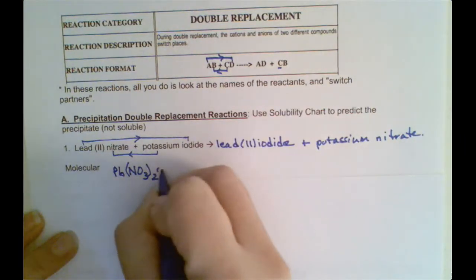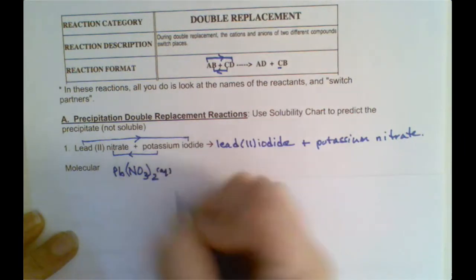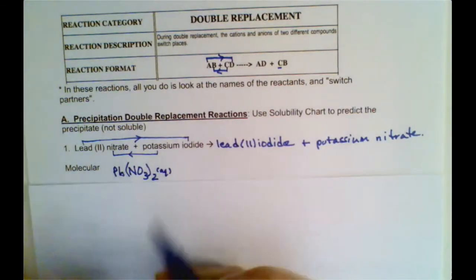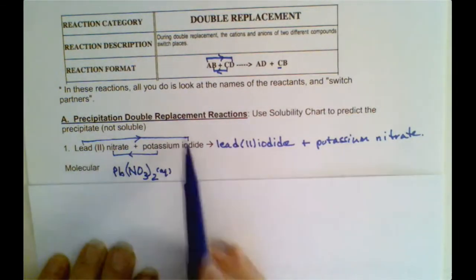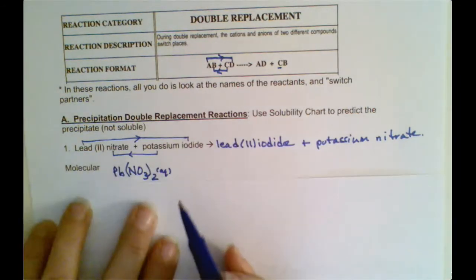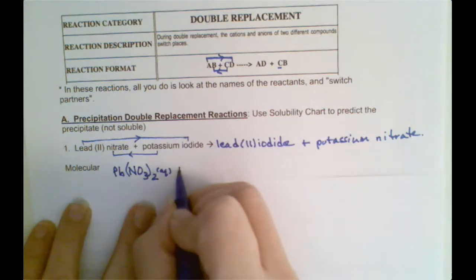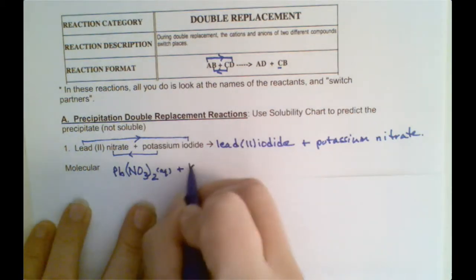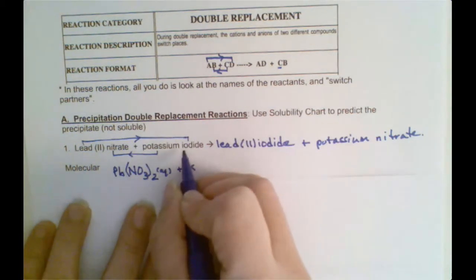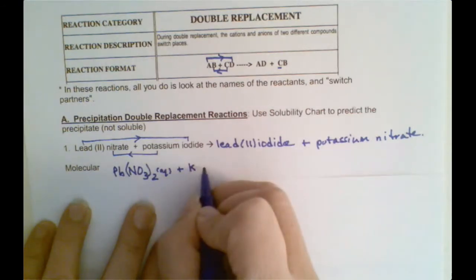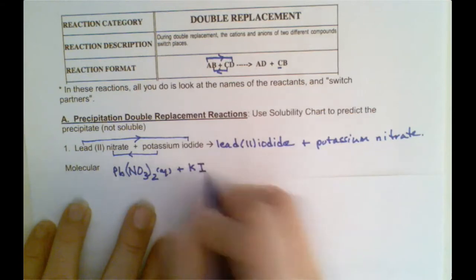I'm going to put a little AQ here, meaning that we're going to make it aqueous, dissolved in solution, because in order for these ions to swap partners, they have to be dissolved in solution. They can't be solids. Next, we're going to react that with some potassium iodide. Potassium has a valence of 1. Iodine has a valence of -1. When we crisscross, we just get KI.